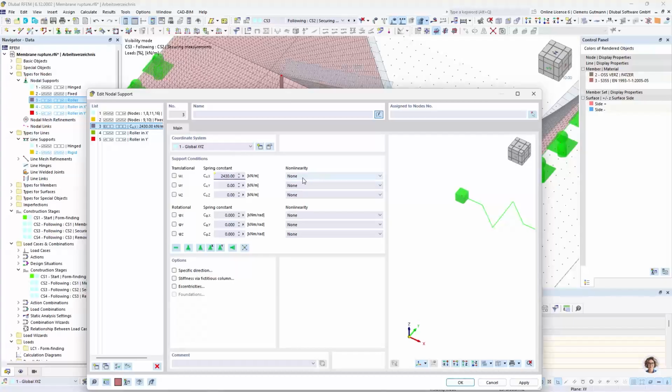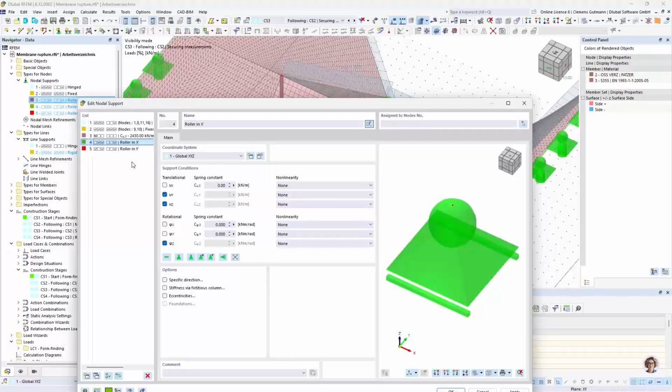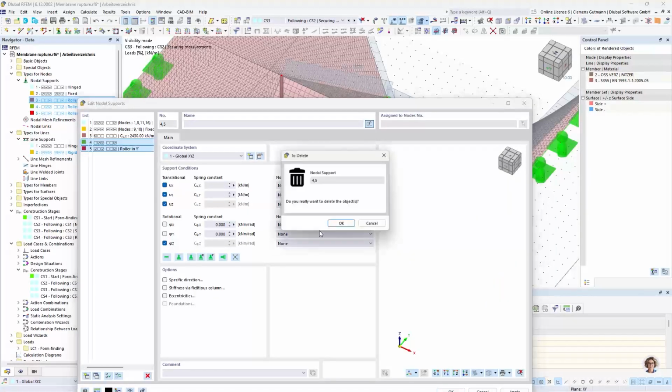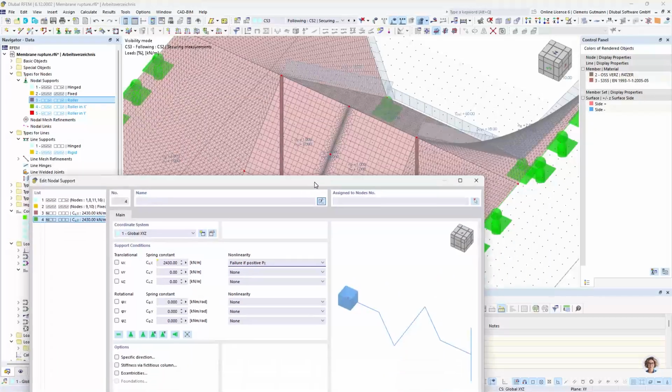Of course, we could go into more detail and do this as a diagram, so we take into account different changes if the cable is longer or shorter. But I'm going to use this as an initial value. But of course, we have nonlinearity, so the cable is only active in one direction. And then I'm going to delete them and copy that one. And now we have to assign them.